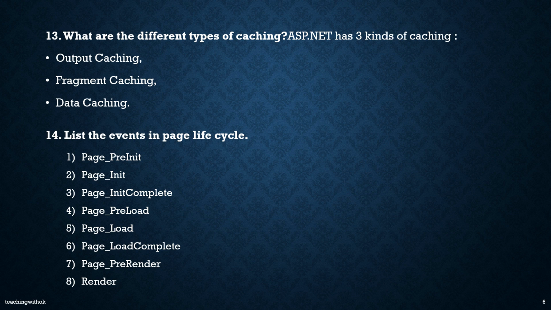Next question. List the events in the page lifecycle. As we also discussed in the previous slide, the page lifecycle events are page pre-init, then page init, then page init complete, then page preload, then page load, then page load complete, then page pre-render and render, and another one is also there, unload. So these are the different page lifecycle events that occur for every request and response in the page in ASP.NET.